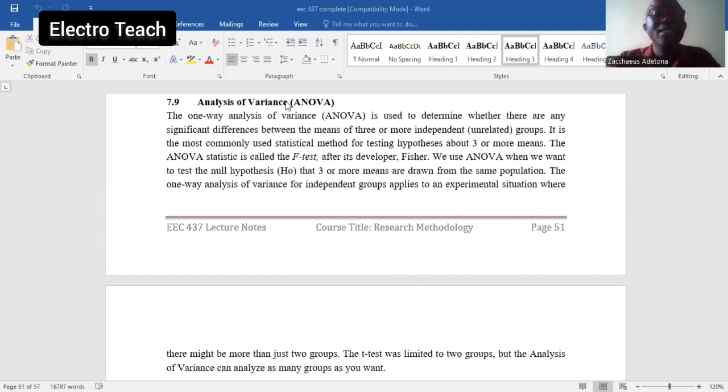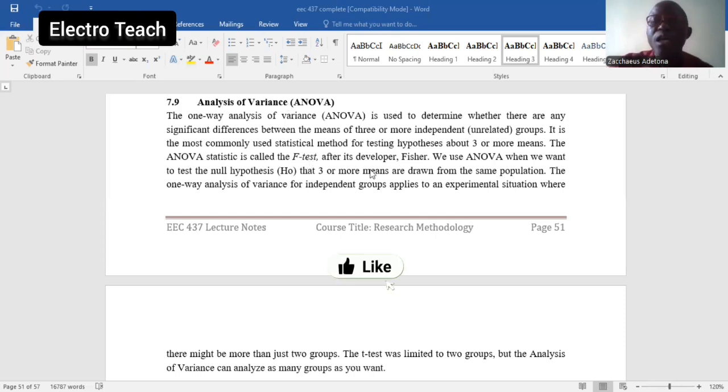ANOVA simply means analysis of variance. The one-way ANOVA is used to determine whether there are any significant differences between the means of 3 or more independent or unrelated groups. For example, you have a set of data and you want to check whether there are significant differences between their means. You can apply ANOVA. Other tests such as the t-test or f-test can do this for only 2 sets of data. They cannot do more than that. But ANOVA can go from 3, 4, 5, 6 or higher to test for significant differences between the means of data.